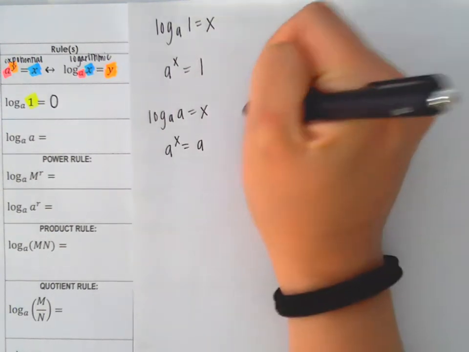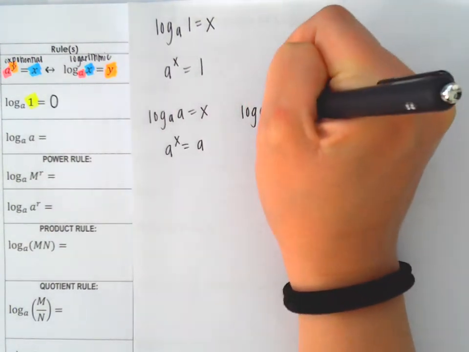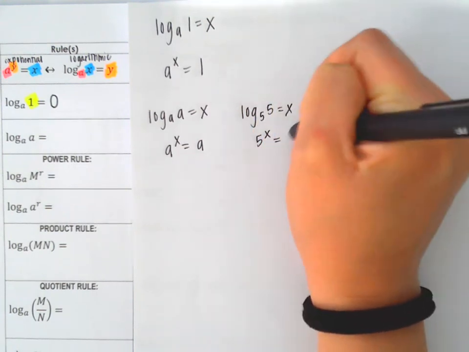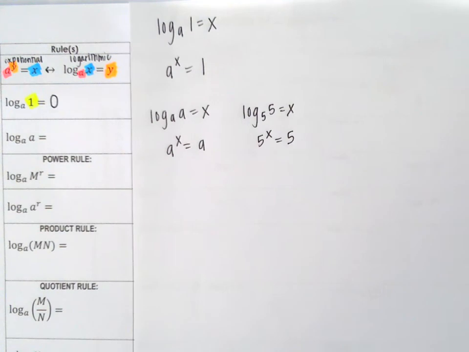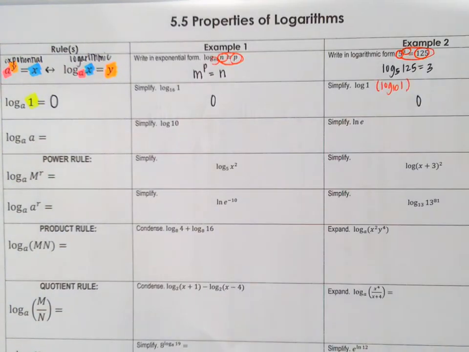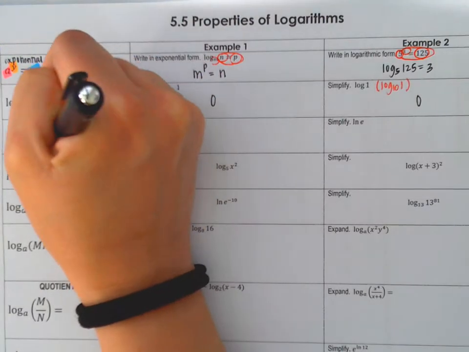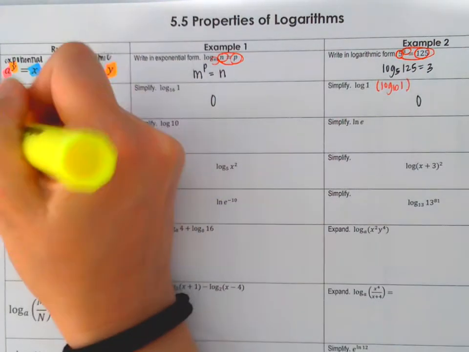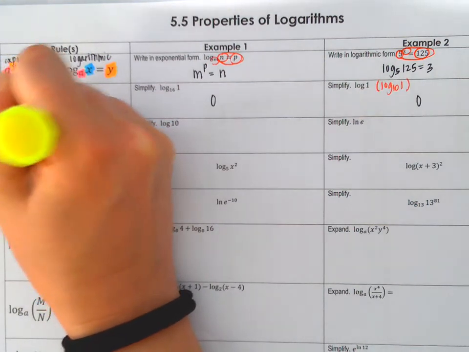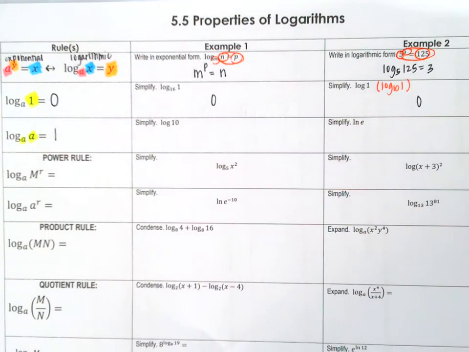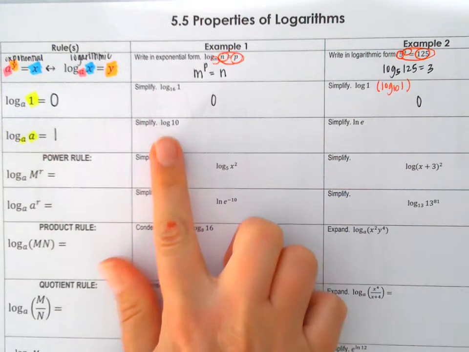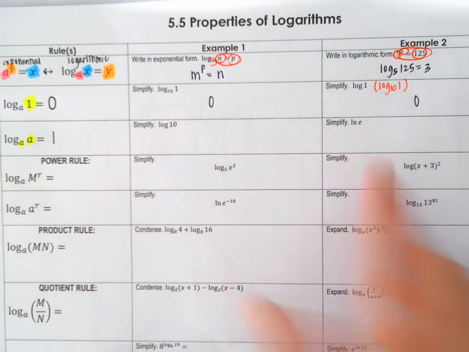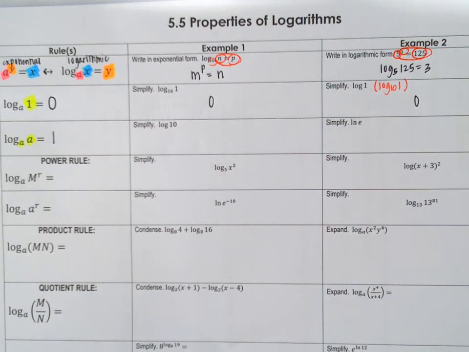Now, what if I wrote it in terms of numbers? 5 to the what power gets me 5? And if you're thinking 1, you're correct. So whenever the base and the argument are the same, your log will simplify to be 1. So the base and the argument have to be the same. Okay, so again, I want you guys to look at example 1, example 2, and tell me what those simplify to.